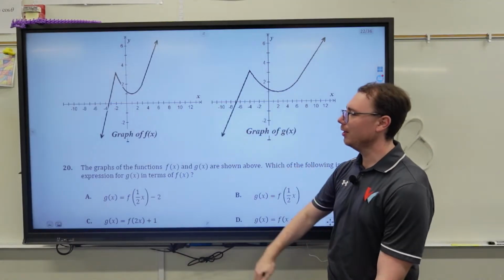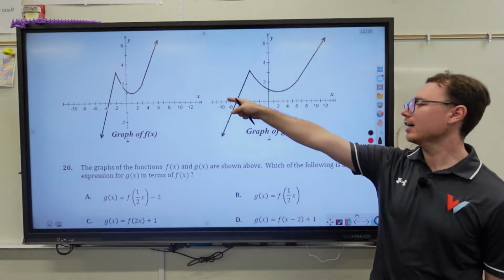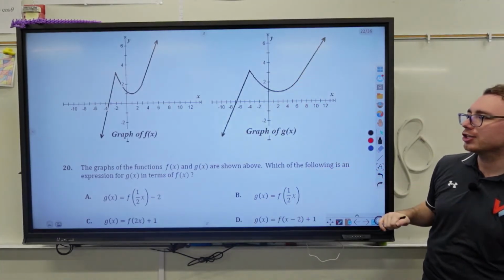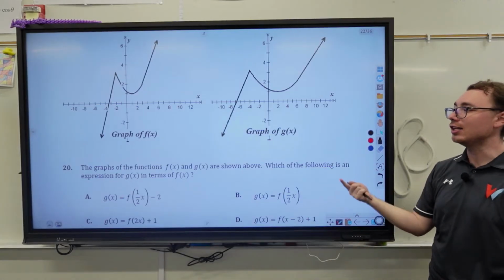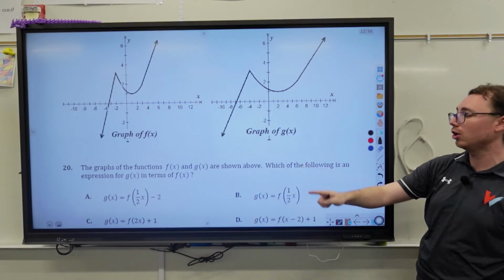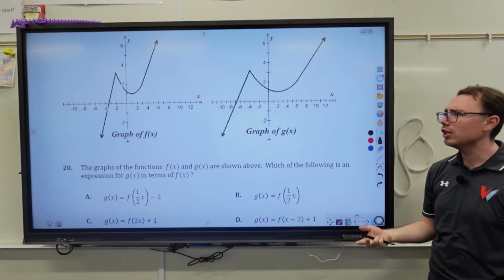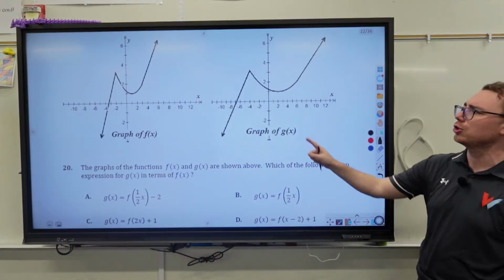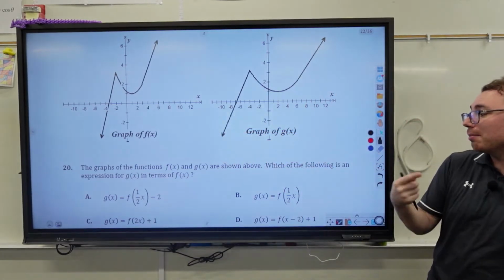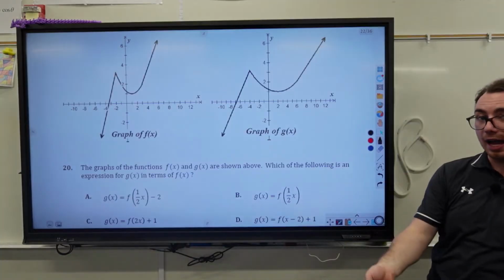So for this problem here, the graphs of function f of x and g of x are shown above. Which of the following is an expression for g of x in terms of f of x? So we want to try and make some correlation between this g of x and this f of x, where g of x is going to be the parent of f of x.